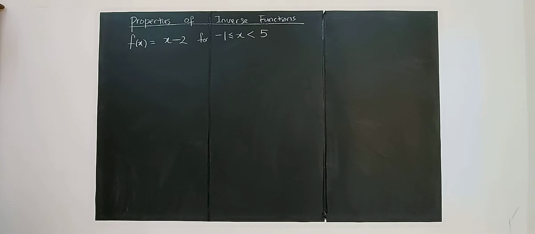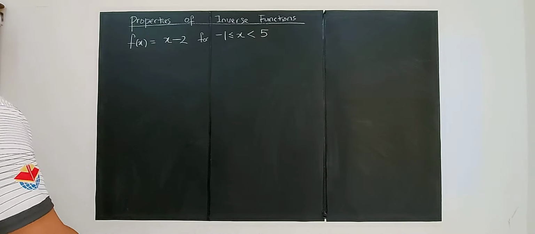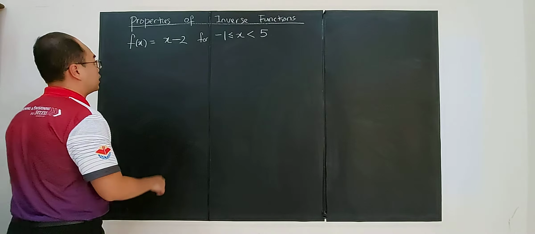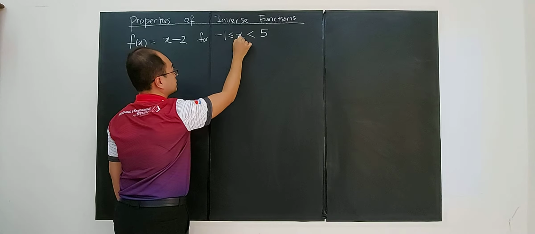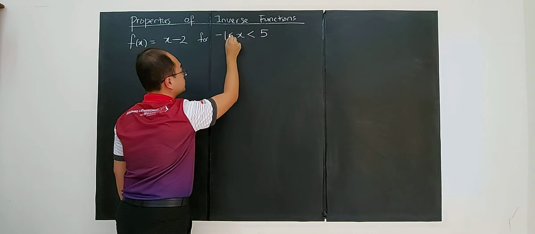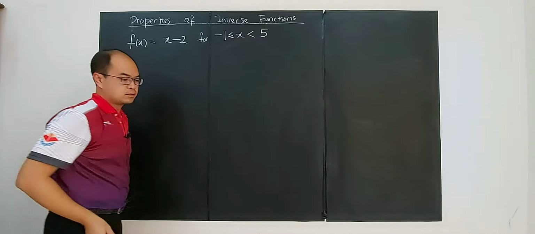Hello, in this video I'm going to talk about properties of inverse functions. As you see, I'm going to show you what types of properties a function f(x) has when it is inverse. Of course, at first you must know that this function is defined for x between -1 and 5, which includes -1.